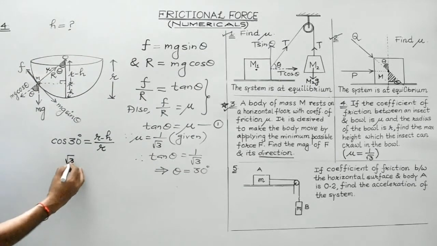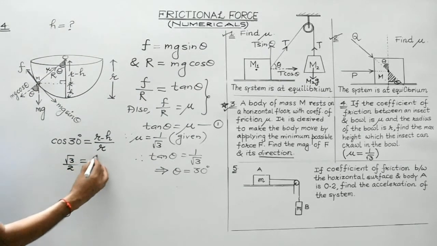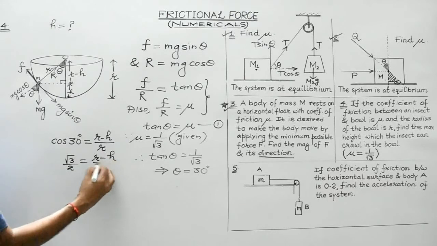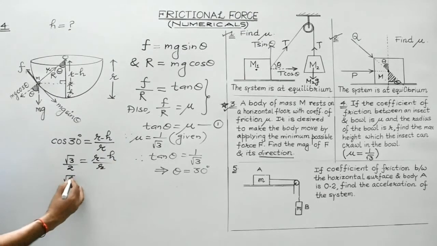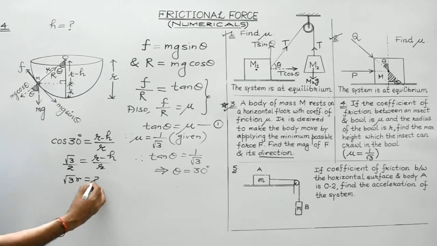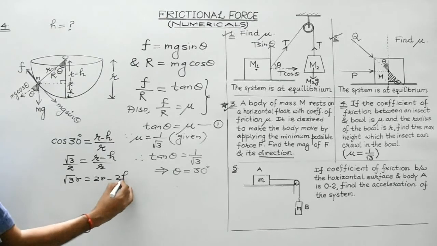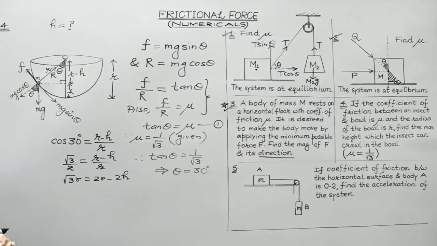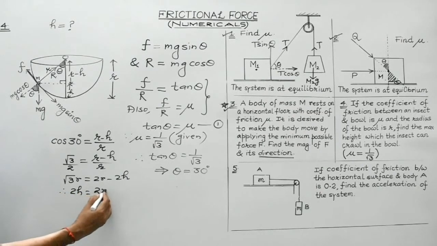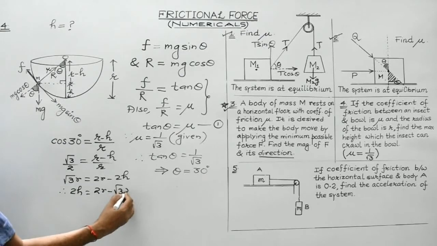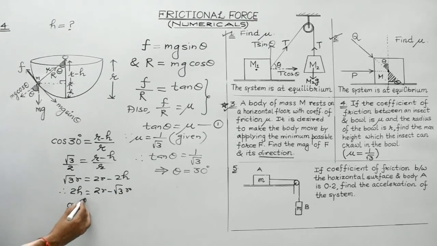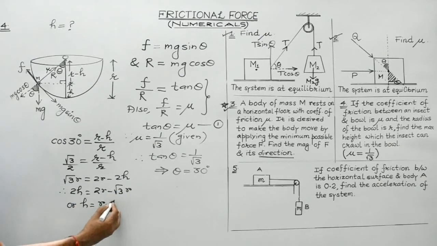So root 3 by 2 is equal to (r minus h) by r. So let's solve it. On cross multiplication, we get root 3 r is equal to 2r minus 2h. So therefore, 2h will be equal to 2r minus root 3 r, or h would be equal to r minus (root 3 by 2) r.